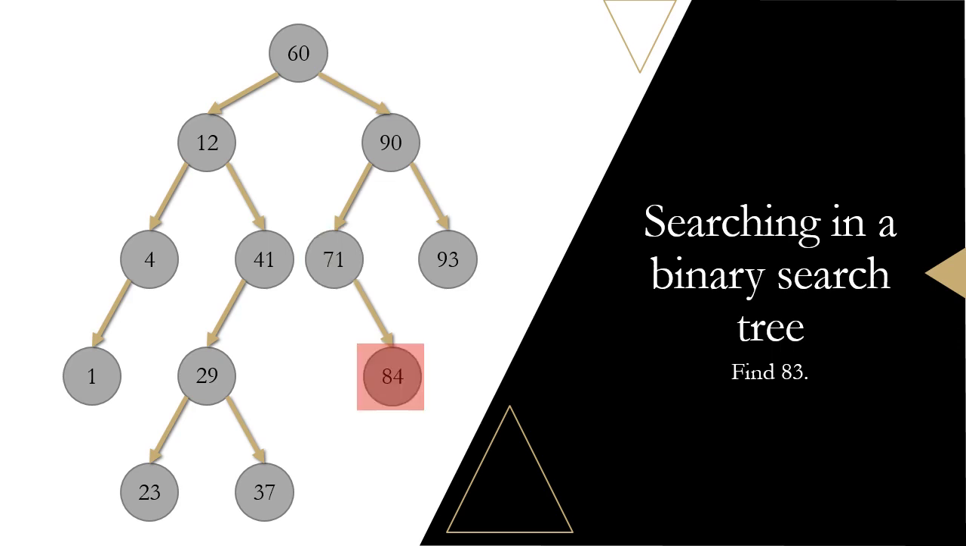So now I am at 84. I compare 83 with 84. 83 is smaller. So I should move to the left subtree of 84. But there is no left subtree of 84. So this means that 83 is not present in this BST.